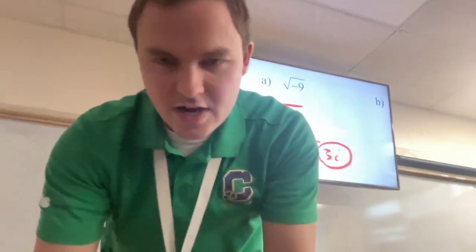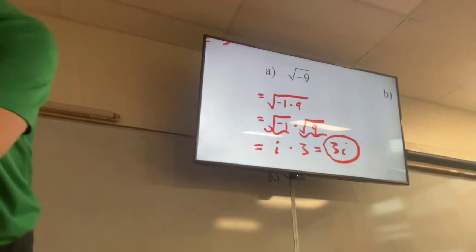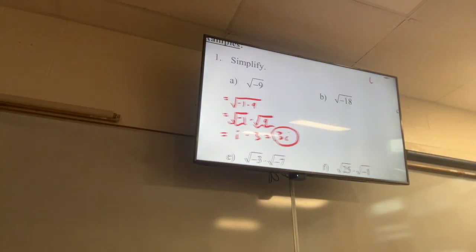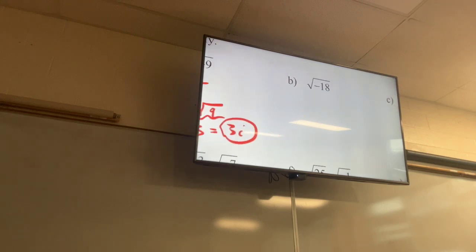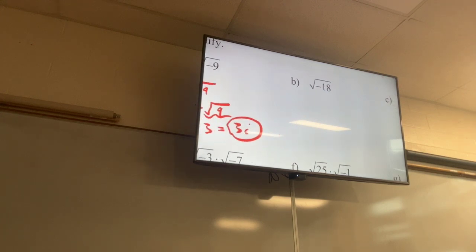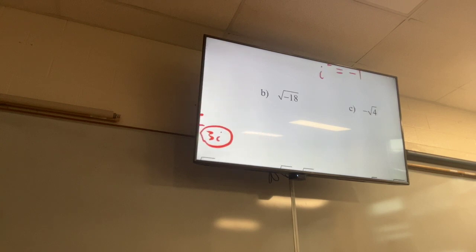Up the 7.7 notes. Okay. So B, what do you think B would be? It's a little more complicated. So how would we do the square root of positive 18? How would we do that?